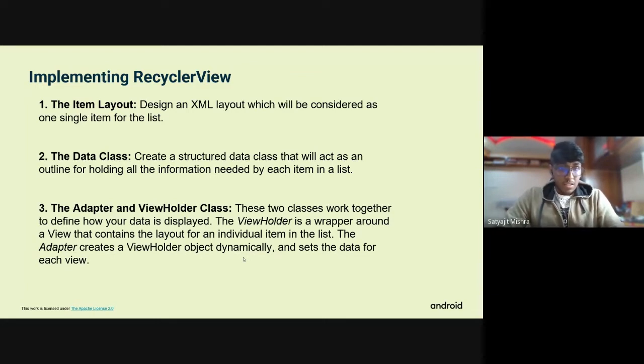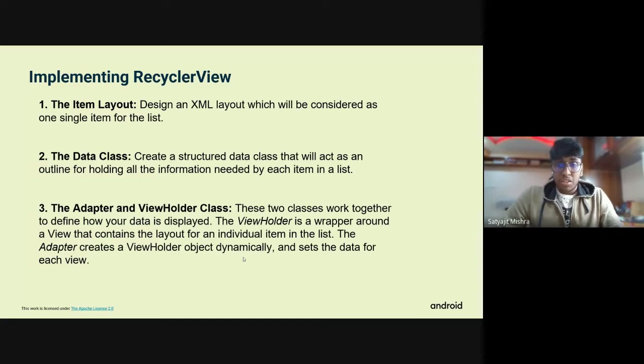The third is the adapter and view holder class. This is the most important part here. This is where it can get tricky, and you just need to understand these two parts. The adapter and view holder are two separate classes that will work together to define how your data is displayed. As I said, recycler view recycles every element, right? How it works in the background, how it reuses every element, is done by the adapter and the view holder class.